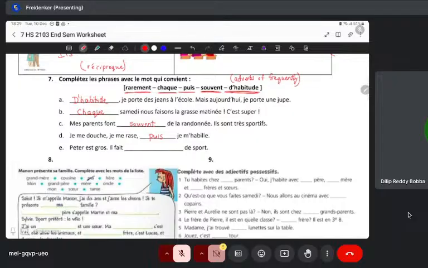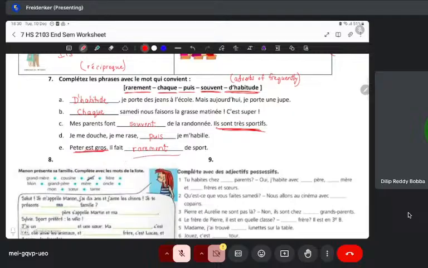The last answer is rarement. They're fat shaming this person now, but it's fine. I think it's just contextual. Peter is fat or something like that. So gros is fat. So Peter is fat. He does sports rarely. So that is the context here. So you get it right. Here the context is affecting the answer. If the context is different, then the answer will also change.